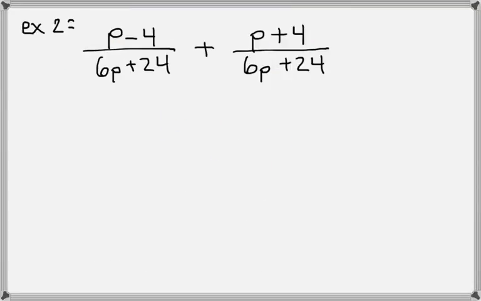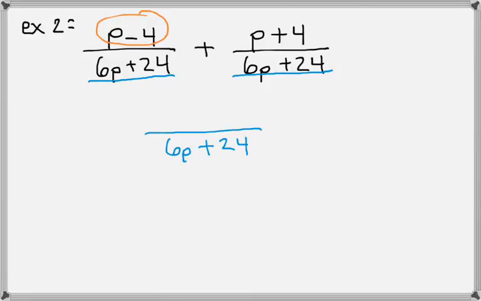Let's look at another example. So here we have p minus 4 over 6p plus 24 being added to p plus 4 over 6p plus 24. Again, our first step, when we're trying to add or subtract fractions, is to make sure we have a common denominator. The denominator of my first one is 6p plus 24, and the denominator of my second one is also 6p plus 24. So we have a common denominator. We're going to go ahead and keep that. That's going to stay as our denominator. And then we can go ahead and add our numerators.